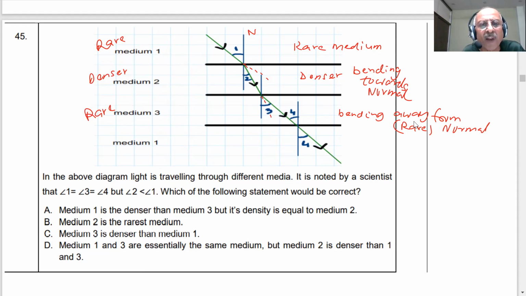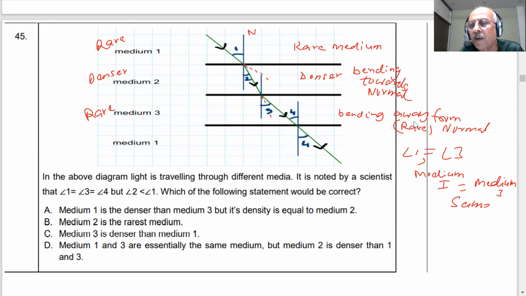In the above diagram, light is traveling through different media. It is noted by scientists that angle 1 is equal to angle 3. What does it mean? This angle and this angle are equal. That means, students, medium 1 is equal to medium 3. That means both the mediums are the same, students. Medium 1 and 3 are the same. Is it clear? So which of the following statements would be correct, students?